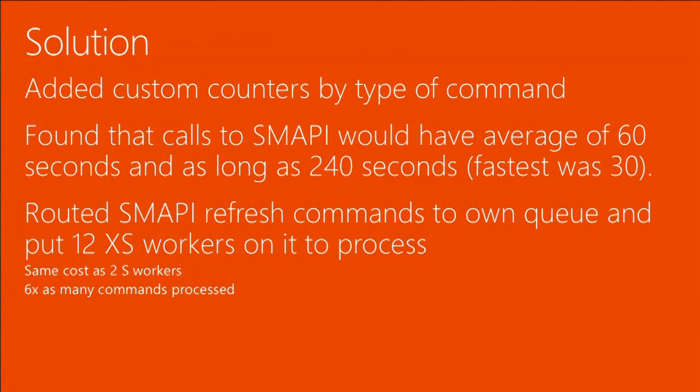So what we did was we routed those commands to a separate queue, and we put 12 extra small workers on there. Now, at the time, this was the same cost as 2 small workers, but we got 6 times the number of workers on those queues to handle these commands. We were just sitting there on I/O. We weren't doing anything really useful. So that's why, if you remember the slide in the beginning, I said that we had 12 extra small workers. That cost us the same as 2 small workers, yet we were able to process 6 times as much work.